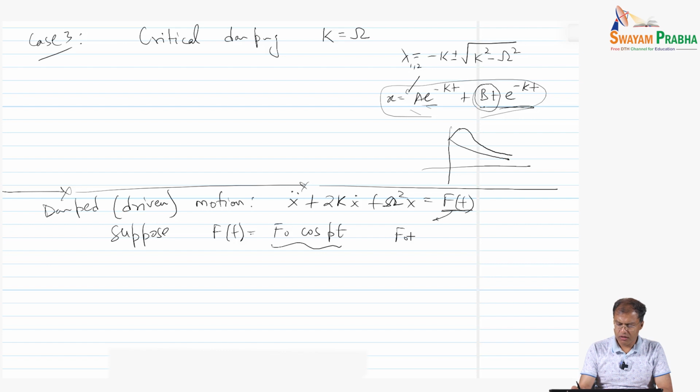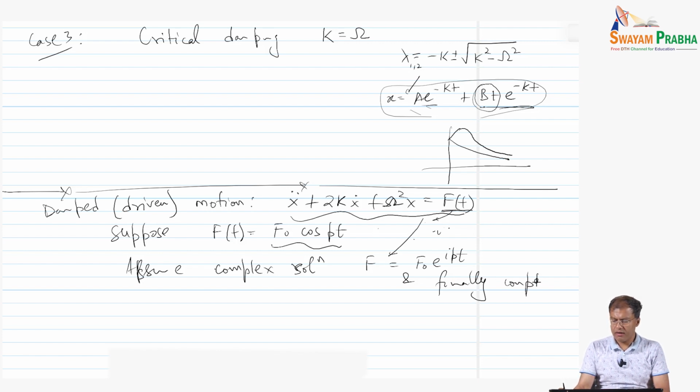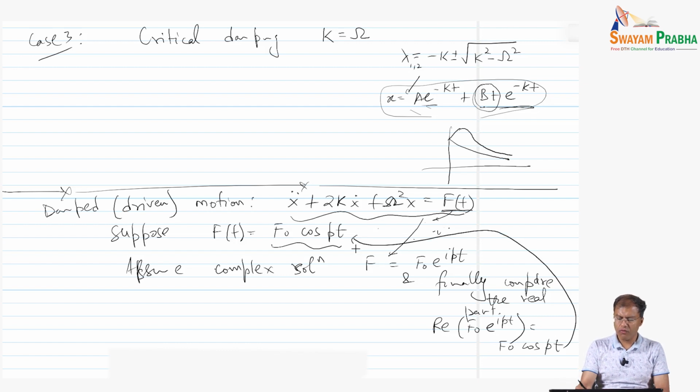So let us say f is equal to f naught e to the power ipt. In order to solve this system, let us try to solve it completely in the complex plane. So we assume a complex solution, which means we assume a solution in the complex plane by assuming first that the driving force is f naught e to the power ipt, and then finally we compare the real part of the solution. Why the real part? Because the real part of this complex quantity f naught e to the power ipt is f naught cos of pt, which is what our driving force was. So we finally find the real part of the solution that we find.